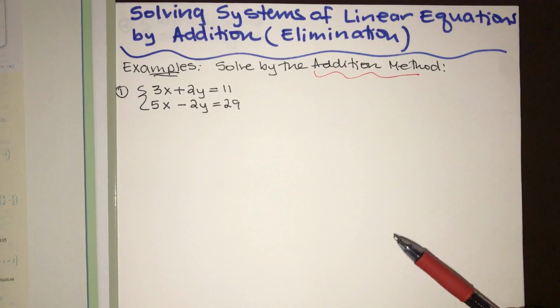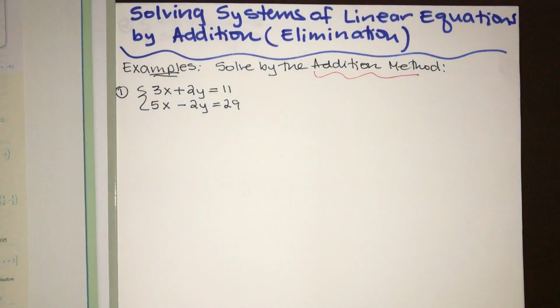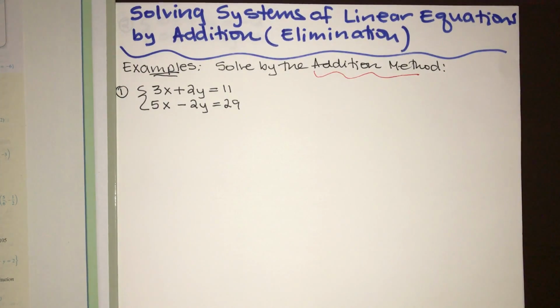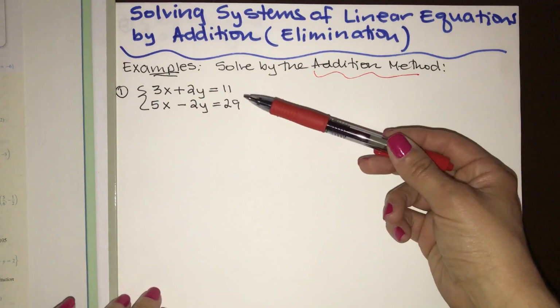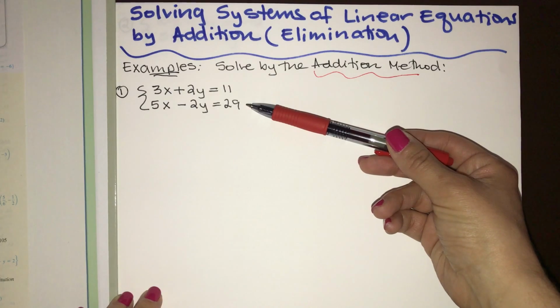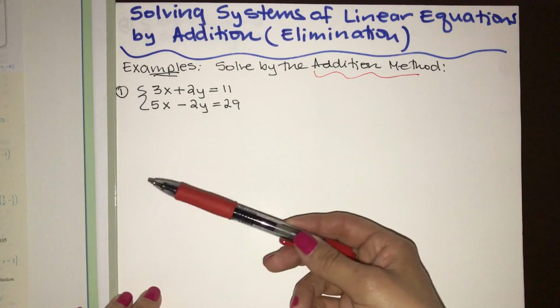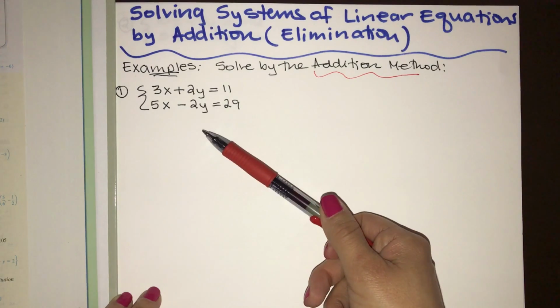Just like the previous video, we have two equations and two variables. The two equations represent straight lines, and we would like to solve. We're essentially looking to see where these two lines intersect if we were to graph. But we're using the addition method. So the addition method just means that we want to add these two equations and get rid of one of these variables. Get rid of x or y.